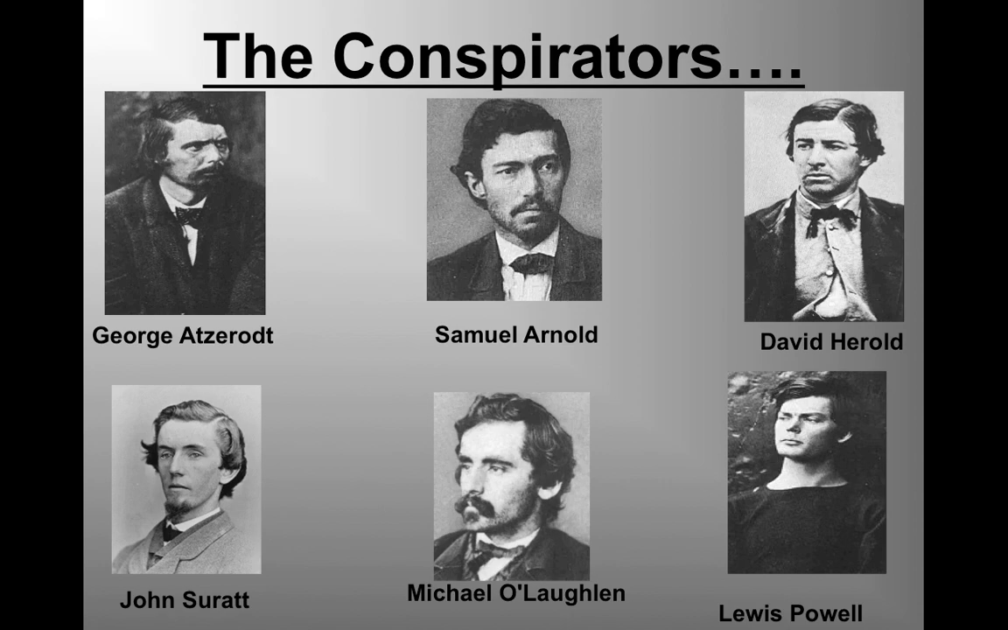And as I share things with you, I think it might surprise some of you just how elaborate John Wilkes Booth's plan was. But just to give you the names of some of the other co-conspirators, and you can use this in your assignment if you'd like, for some of these individuals: George Azarat, Sam Arnold, David Harold, Lewis Powell, who's also sometimes referred to as Lewis Payne, Michael O'Laughlin, and John Surratt. So these are some of the individuals that helped John Wilkes Booth to pull off this assassination of President Abraham Lincoln.